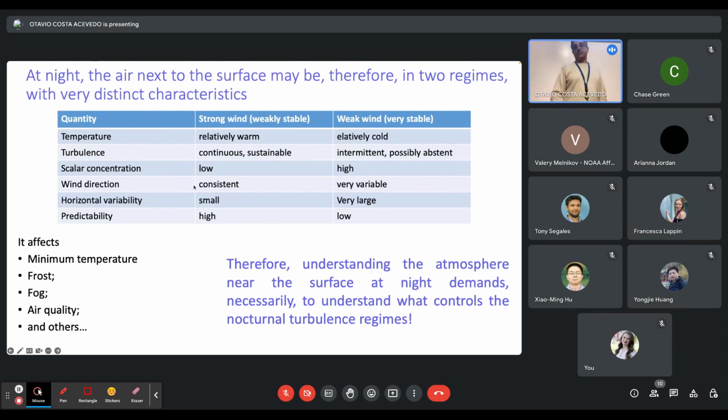And as for predictability, the weakly stable regime is predictable. Similarity relationships work well, since they are established from that. The predictability is very low, as I will show, in the very stable regime. It affects minimum temperature, frost, fog formation, air quality, and others, of course.